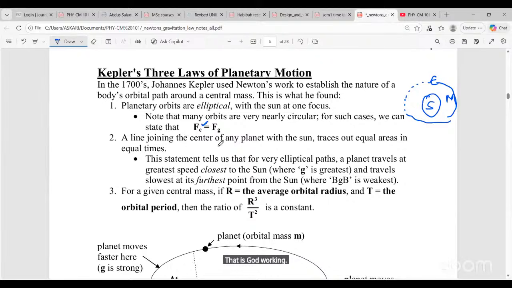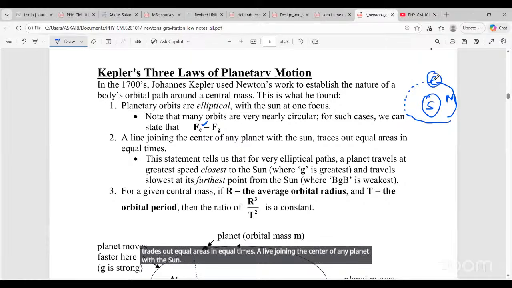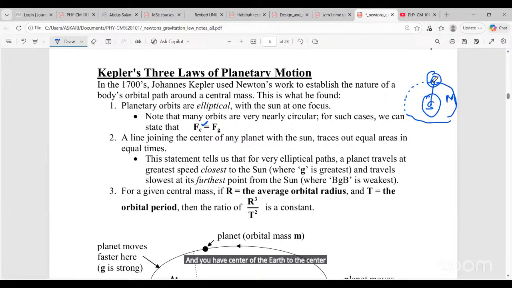Now, the second law states that a line joining the center of any planet with the sun traces out equal areas in equal times. This is the center of the earth, and you have the center of the earth to the center of the sun. As the earth rotates round the sun, it's cutting out equal areas. That is what the second law is saying.